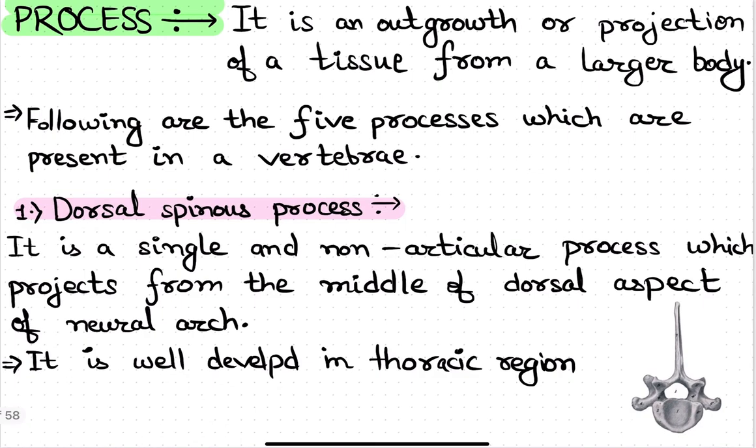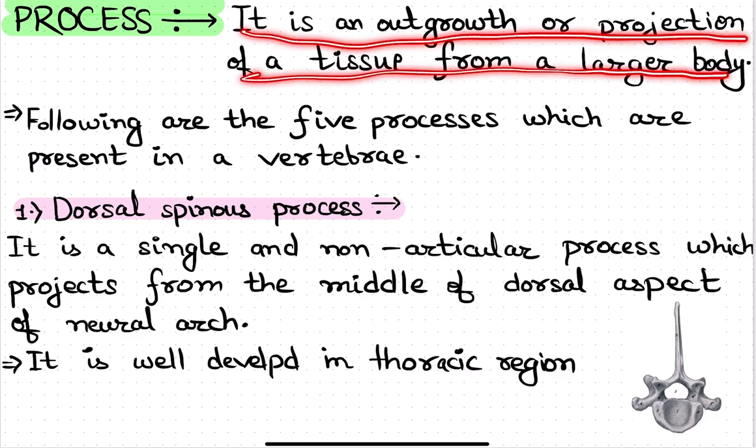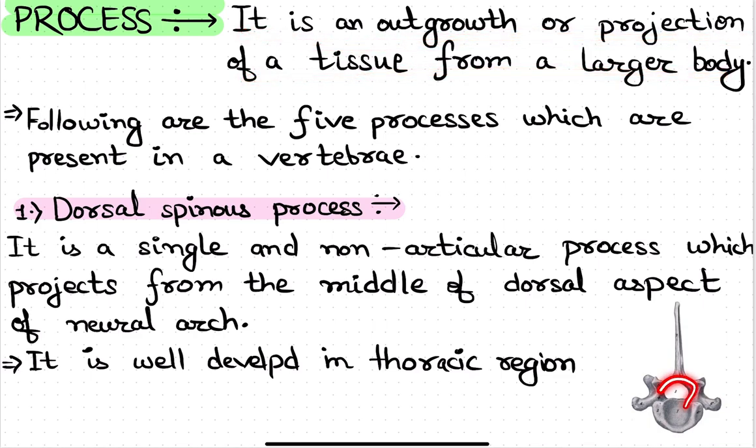Okay, now the third one is the process. What does process mean? It is an outgrowth or projection of tissue from a large body. This is a large body, and from this large body we can see these projections. These projections are known as processes. Now we have to study a lot of processes. We have to study five processes here.